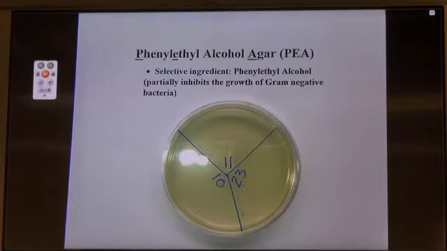Please open your plates and look at the growths, the three bacteria. Which one is growing the least? Number 11, good, very good. Because number 11 is E. coli, gram negative. The other two bacteria are gram positive.